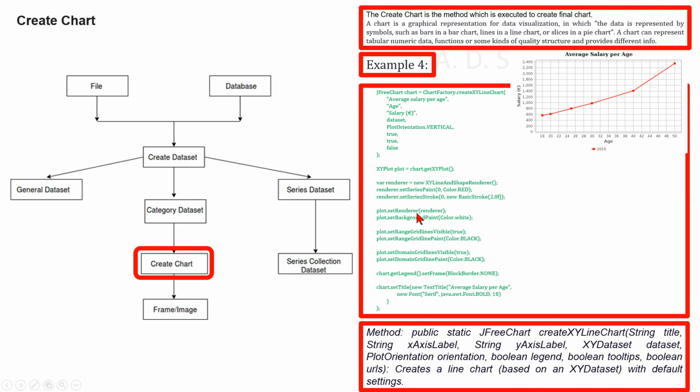Here the setRenderer sets the renderer for the primary data set and sends a change event to all registered listeners. If the renderer is set to null, no data will be displayed. Here you can see the renderer.